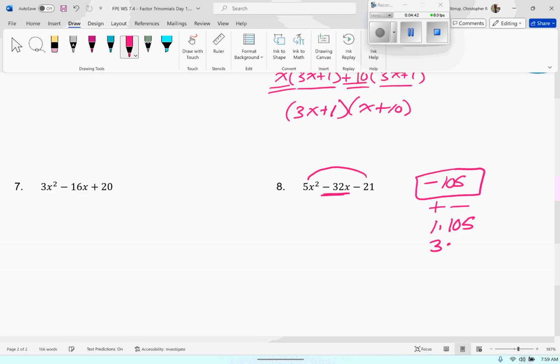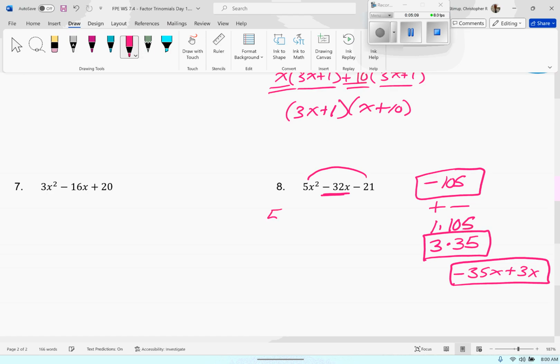3 times, let's see, you would do this on calculators, 3 and 35. Ooh, 3 times 35 is 105. Is there a way that I can make one of these positive, one of them negative to give me negative 32? And the answer is yes. I'm going to have a negative 35x and a plus 3x. So I'm going to plug this in whatever order I want. Just make sure you keep the signs the same.